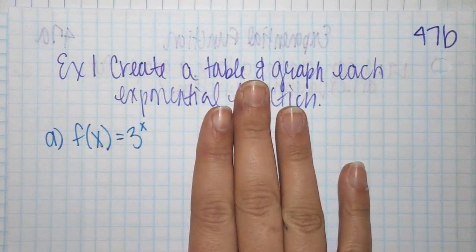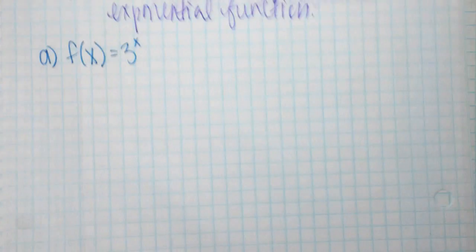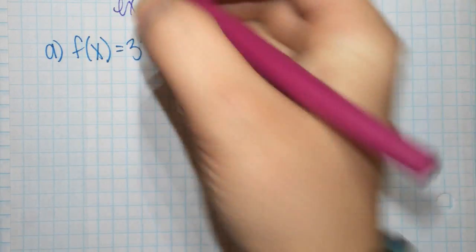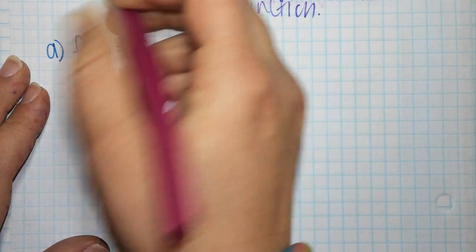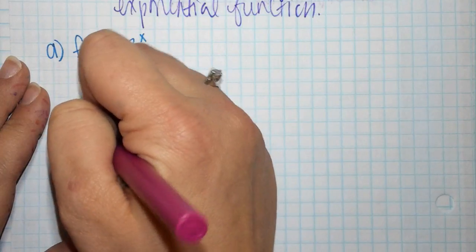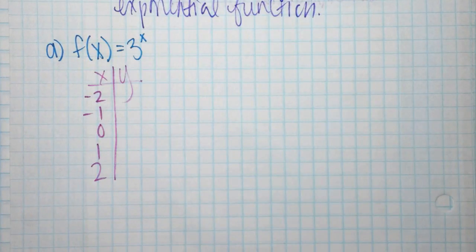Alright, so we're going to create a table and then we're going to graph it. This is our first function. Each time you make a table, I want you to use the same 5 x values: -2, -1, 0, 1, and 2. Now, are we going to plug those in for x or for y? For x. Because they're easy to remember.